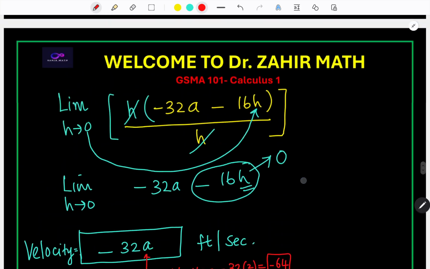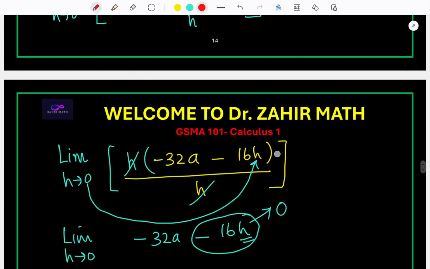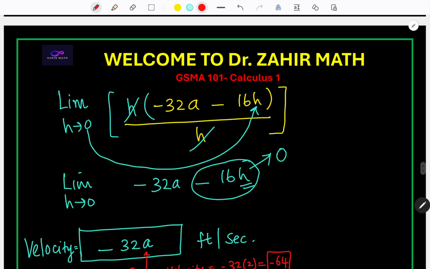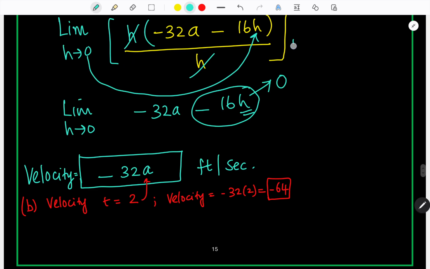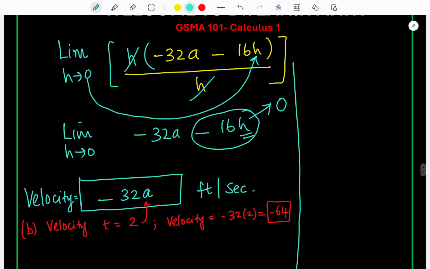Let's go to the C question. What's the C question? The sandbag, the instant it strikes the ground. Exactly when the bag comes and falls on the ground, what happens? The distance is equal to 0. So automatically when the handbag falls on the ground, the distance will be equal to 0. So that is the C question.